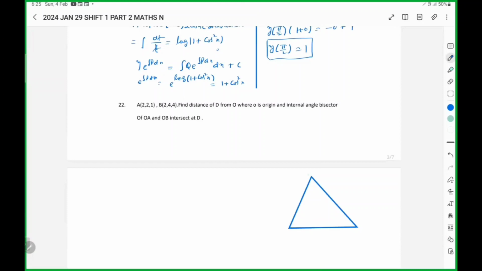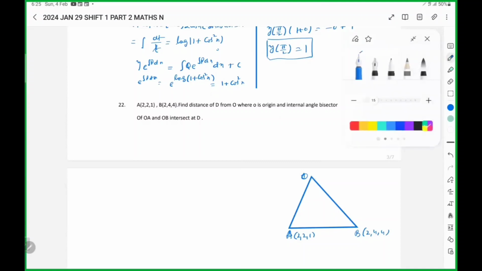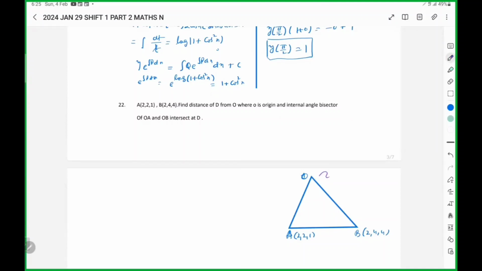Here it is. OAB is a triangle. He has given A coordinates and B coordinates also. OD is an angular bisector.